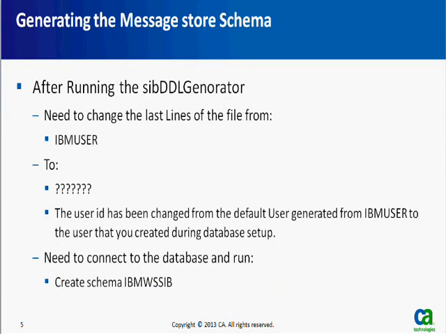After running the SIB DDL generator, we will need to edit the generated text file for use in our configuration. The things that we need to edit would be the user ID that we want to manage this schema for. At the bottom of the generated text file, you'll notice that there are lines pointing to IBM user, and we will need to change those.